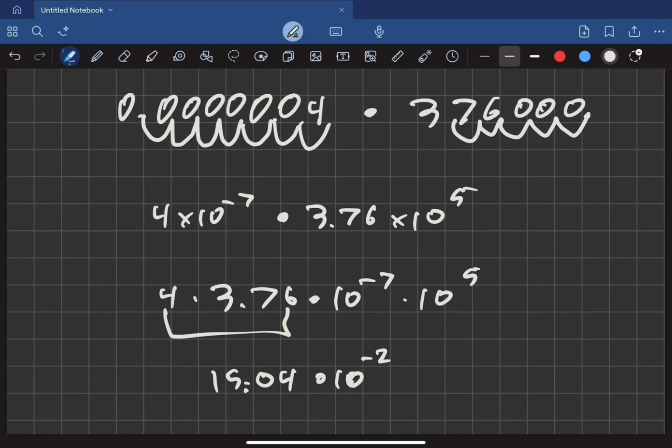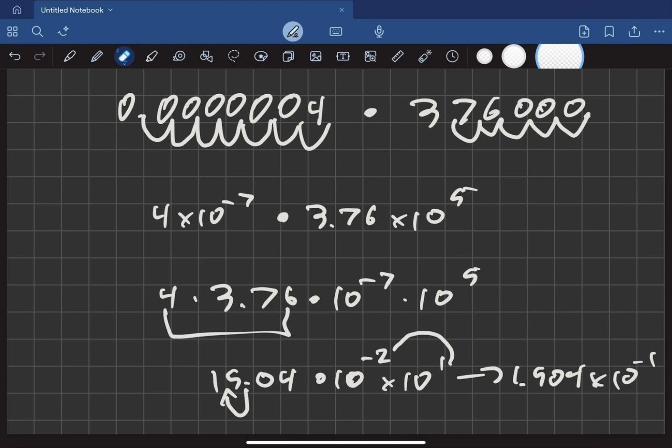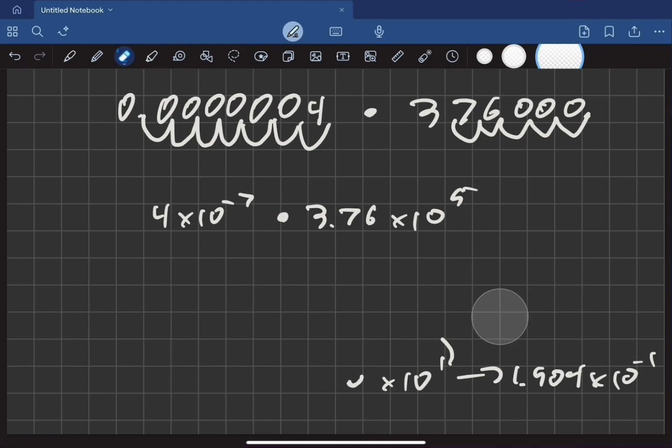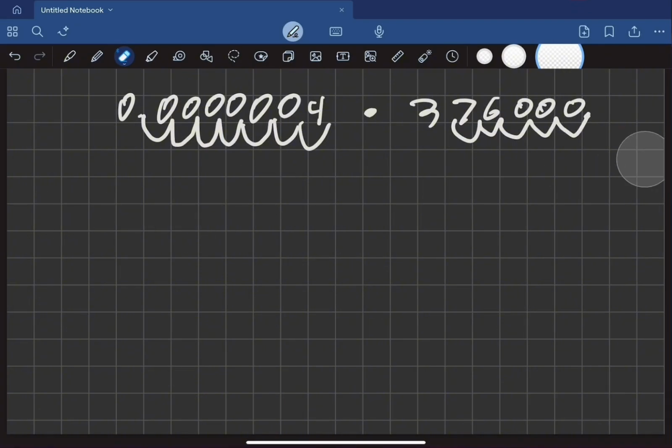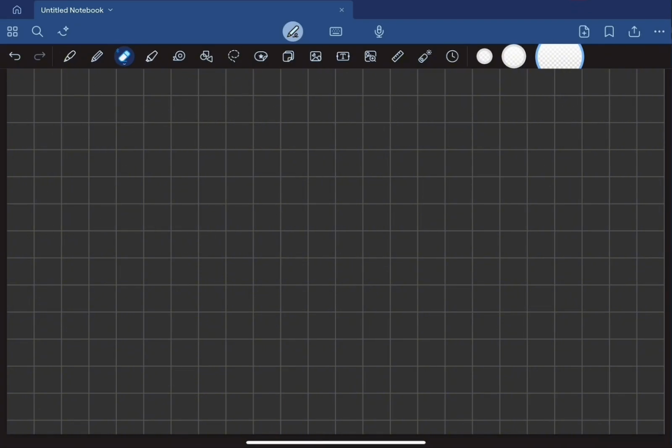And again, we need to move this decimal. And moving this decimal will be multiplying by 10 to the first. So that'll be adding that to simplify. And we'll be left with 1.504 times 10 to the negative 1. So that makes it quite a bit simpler. So I hope this video was helpful in showing you why we use scientific notation, why it makes sense, and how it can make your life a lot simpler, especially given that exponentiation rule.